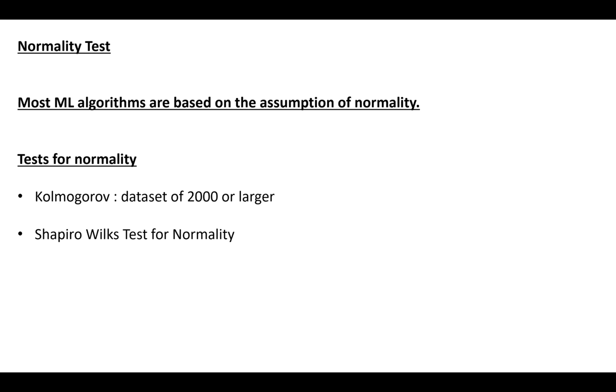So the most famous test for normality is the Kolmogorov and Shapiro Wilks test. But for data sets of 2000 or larger, Kolmogorov is most suitable. However, for data sets that are not that big, the Shapiro Wilks test for normality is the most suitable. Let us head over to SAS to see how we can use SAS procedures to test for normality.